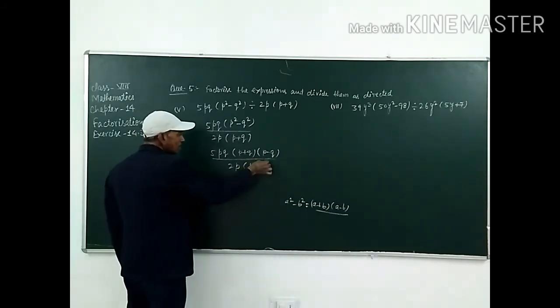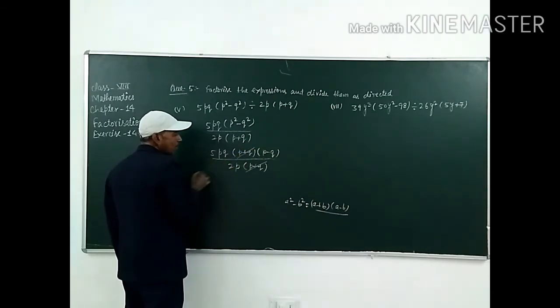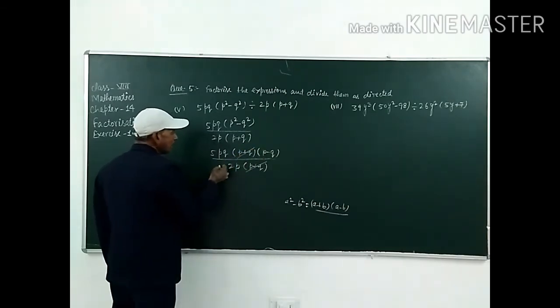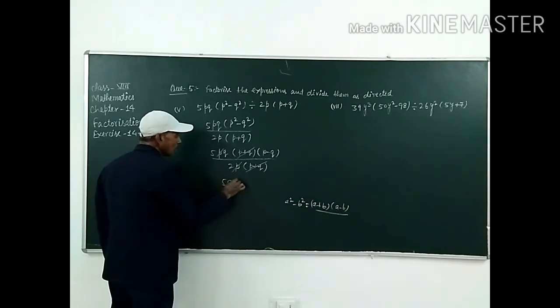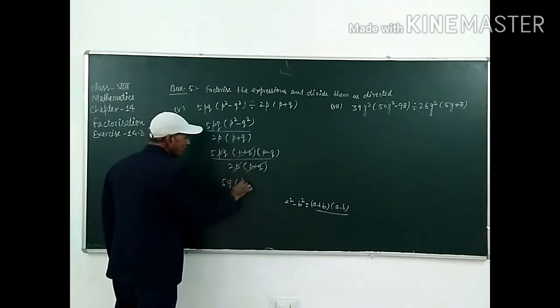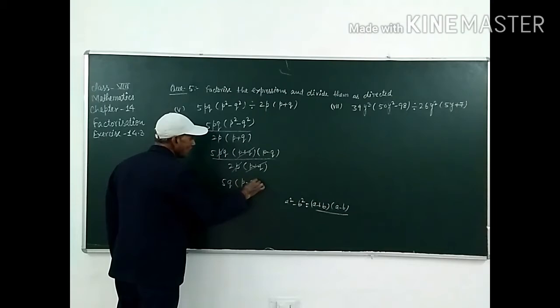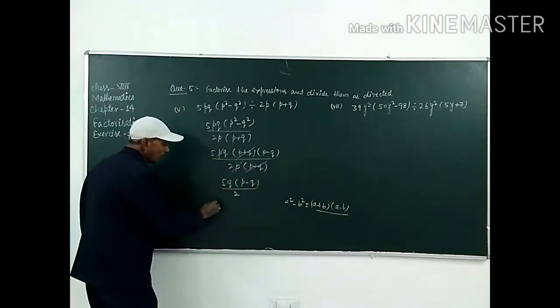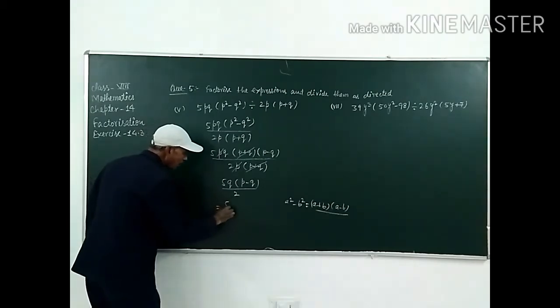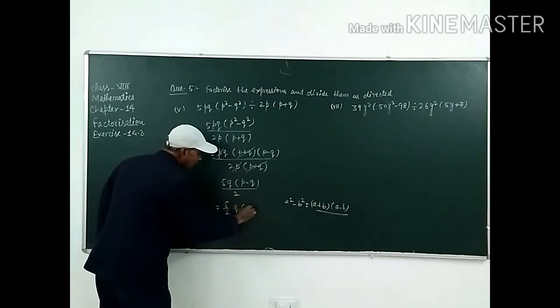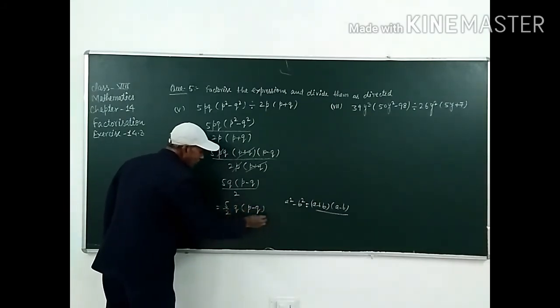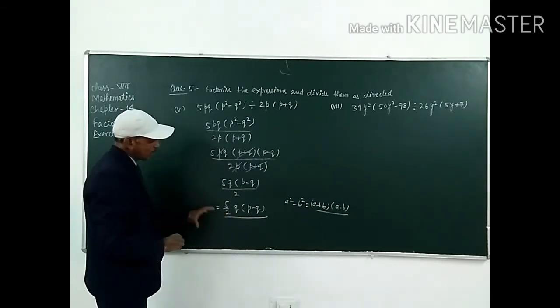So p plus q will be cancelled by p plus q, and this p cancelled by this p. So 5q into p minus q by 2 will remain, student. We can write it 5 by 2 into q into p minus q. So this one is the answer of this part of the question.